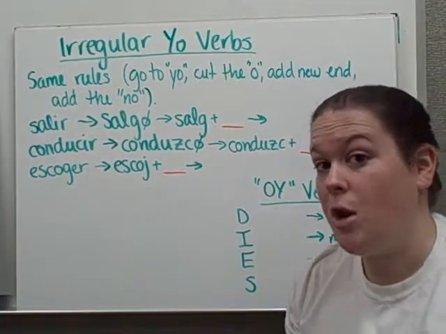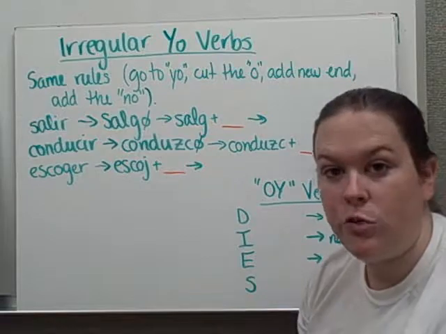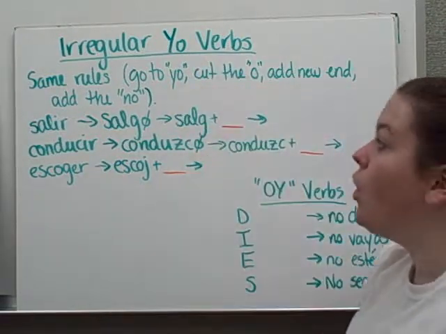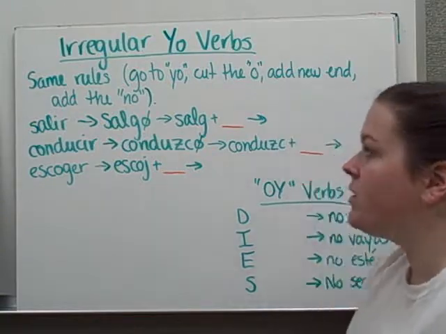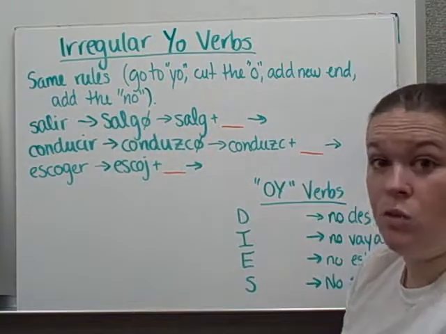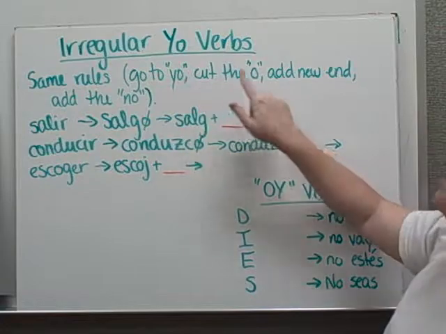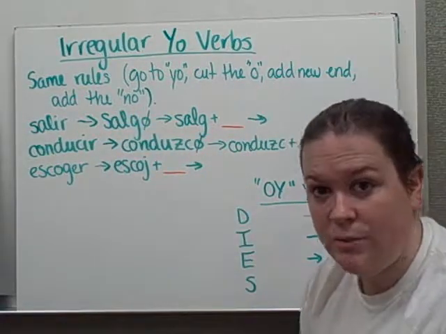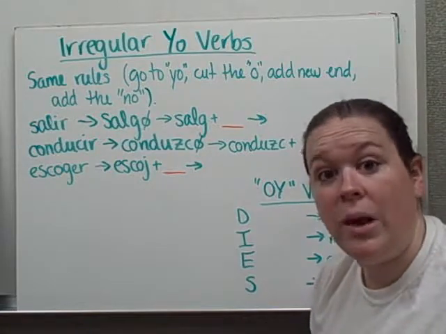Now that was how to conjugate regular verbs for a negative tú command. Now we need to learn about the irregulars. These ones are irregular only in the yo form. So if that happens, you still follow the same rules. You're going to go to yo, cut the o, add a new end, add the no. It's the same steps, but the yo form is going to be irregular.